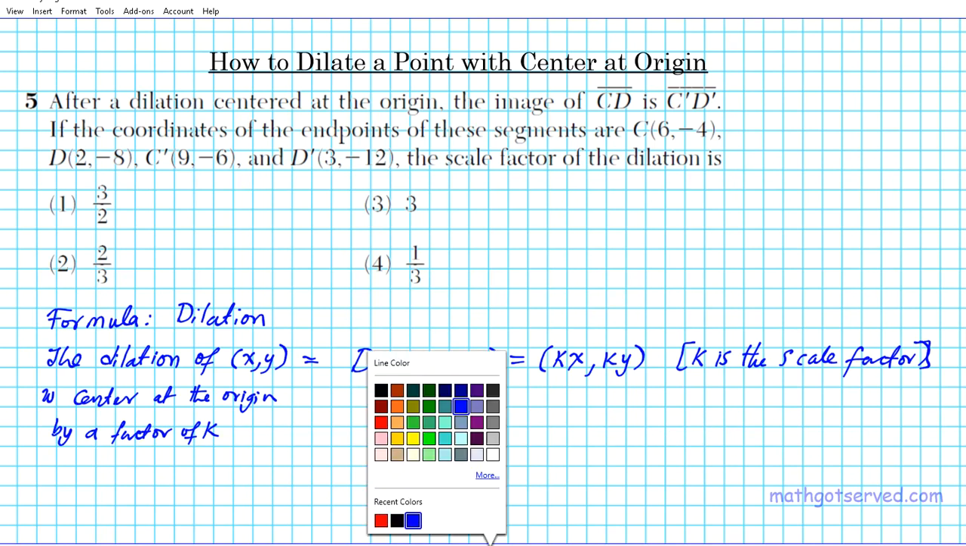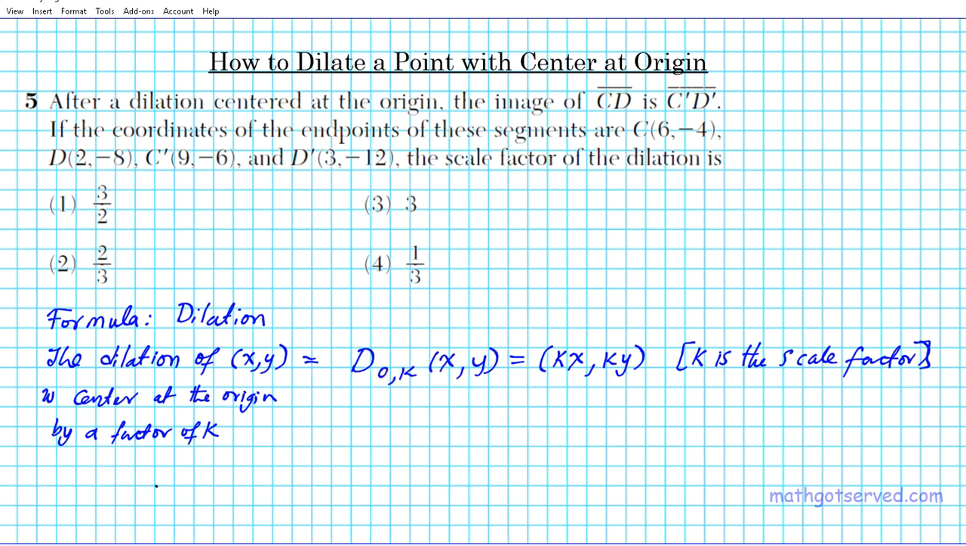All right. So in this particular problem, we're going from C to C prime. So what we're doing is we're going to dilate the point. The original point is C. Now, ladies and gentlemen, we can use C or we can use D. All you need is a point to do this one. So we just picked C. If you wanted to use D, you get the same answer, so it doesn't matter. So we're going to be dilating C.